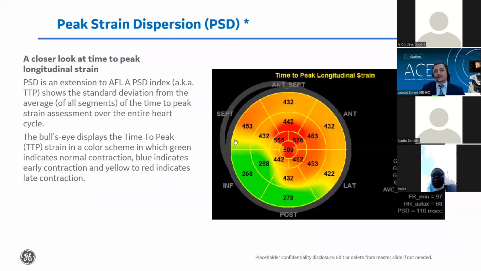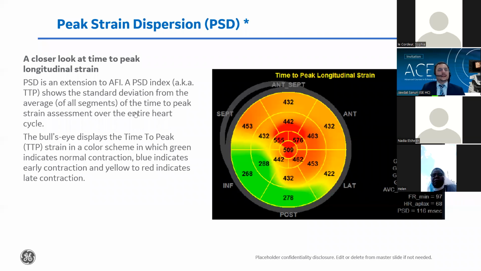So again, here you can calculate with more confidence peak strain dispersion, as in this case 116 milliseconds, indicating that this is a true intraventricular asynchrony, as in this case you can see these walls hitting the time to peak strain 260 to 280 milliseconds after QRS. These here reaching their peak at 460. So the difference between these segments and these segments is almost 200 milliseconds.